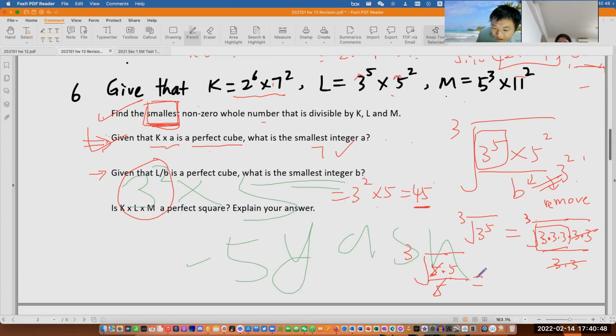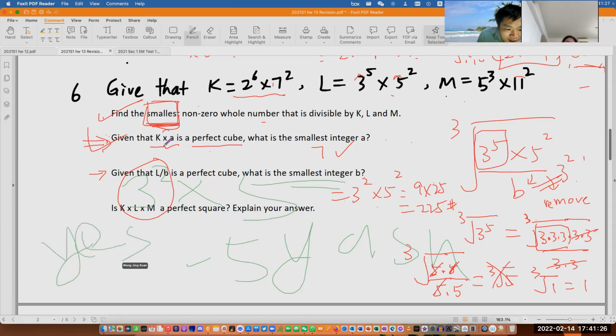If you remove one 5, you will end up with cube root 5, and you still cannot cube root the 5, right? So that means you have to remove another 5. Once you remove another 5, you have cube root 1 left, and cube root 1 is 1. So basically you need to remove 2 threes and 2 fives in this case. So the answer will be 3 squared times 5 squared, which is 225. Are you clear?